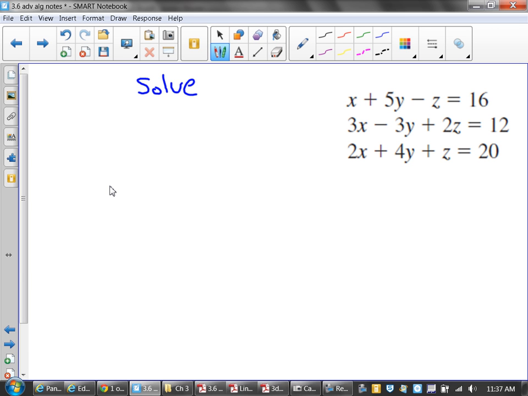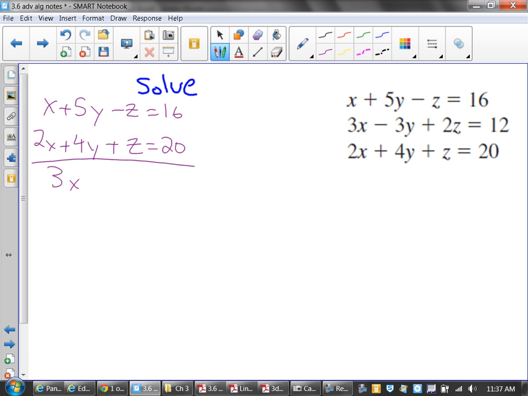If I just take the first equation and add it to the third equation, if I just add those 2 together, z goes away. Do you agree? Yes, sir. All right, let's just do that. So you have 3x plus 9y equals 36. You agree?